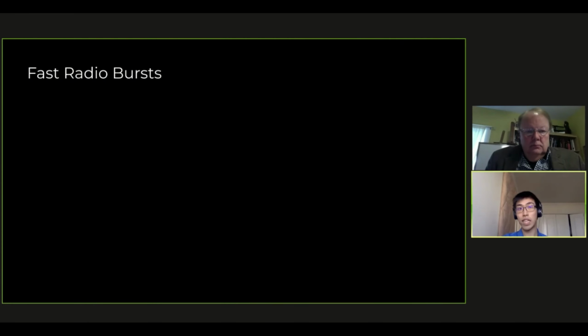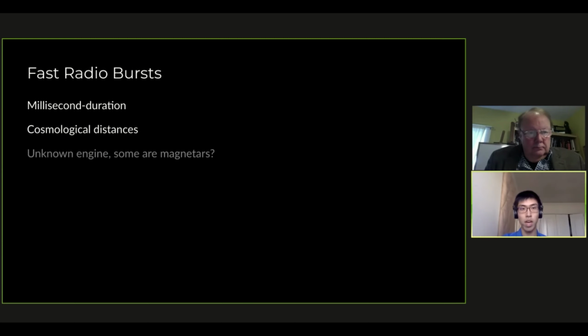As we know, fast radio bursts are bright millisecond duration radio transients originating at cosmological distances. Their origin since their first discovery in 2007 remains a mystery. However, thanks to STARE-2 and CHIME, we now have strong evidence that suggests that some of these bursts are associated with magnetars as their central engines.